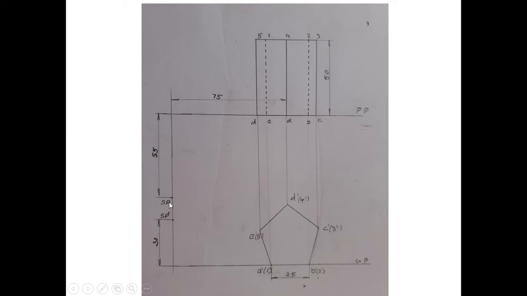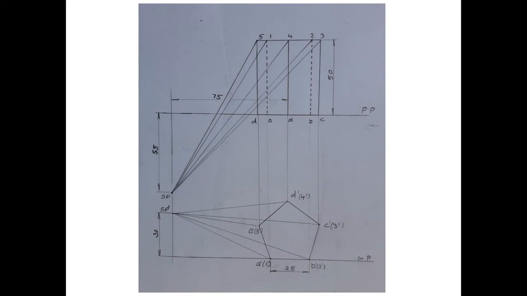So this is the top view of the station point, and the front view of the station point is 30 mm above the ground plane. This is the ground plane and 30 mm above the ground plane. This is the picture plane and 55 mm in front. So you can draw the station point top view and front view. After drawing the station point top view and front view, you connect the station point top view to all the points in top view.